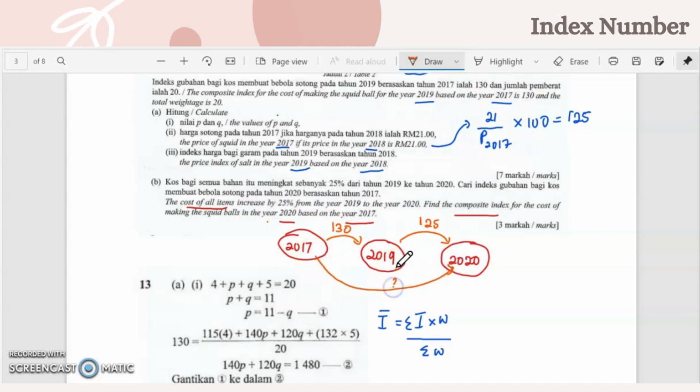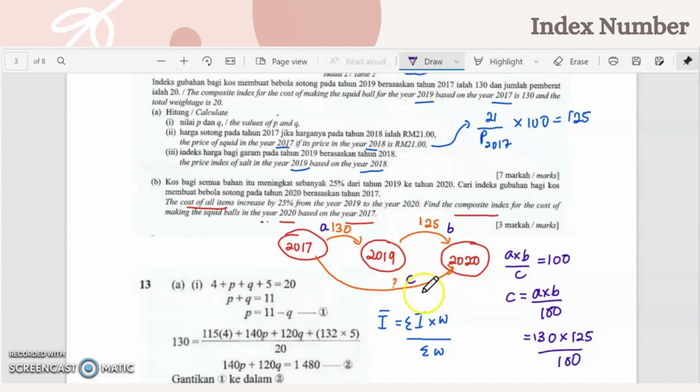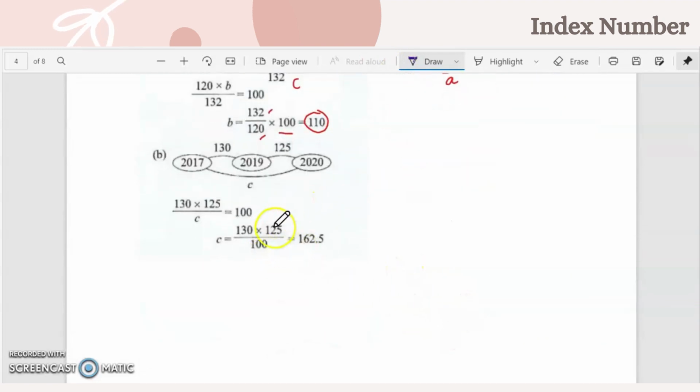That is. So dekat mana dia berada pada C kan? This one is A, B and C. So nak dapatkan C, A times B over C equal to 100. Jadi nak dapatkan C, kita just buat macam mana? A times B divide by 100. Okay, and then we get C, which means that A is 130 times 125 divided by 100. Okay, and then we get the composite index in the year 2020 based on the year 2017. Okay, this one. So the answer is 162.5.